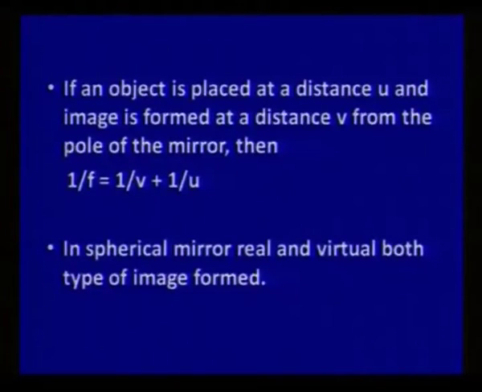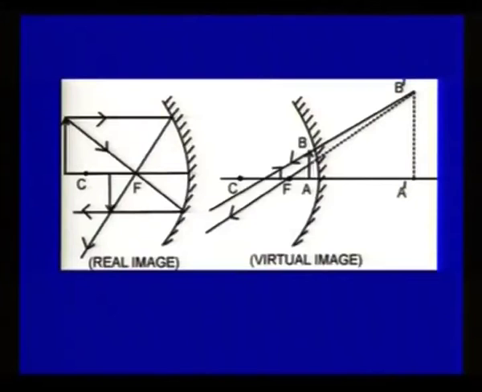In a spherical mirror, both real and virtual types of images are formed. Here you can see a concave mirror. In one case the image formed is real: the object is placed beyond C, where C is the center of curvature, and its image is formed between C and F. That is a real image, because light rays are actually meeting at this point.